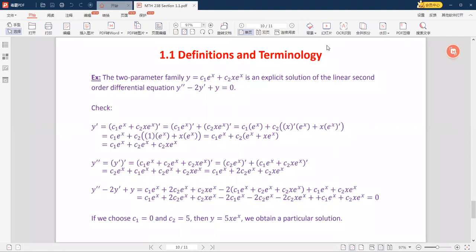All right. Any questions about this example? I think it's straightforward. You just need to remember how to take the derivatives. Okay. If no question, then we just go to the next page.